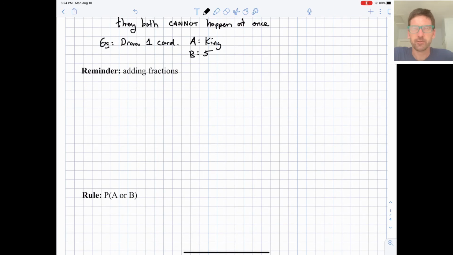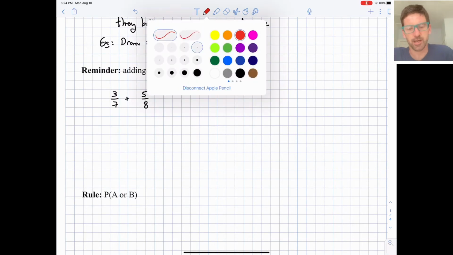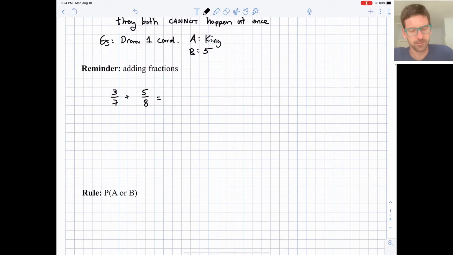All right, a quick reminder about adding fractions, because we'll be doing that a little bit in this topic. Let's say we have 3/7 plus 5/8. All right, we need to get common denominators. You do not do this. You don't do adding across the top and adding across the bottom. No, don't do it. Not allowed, okay?